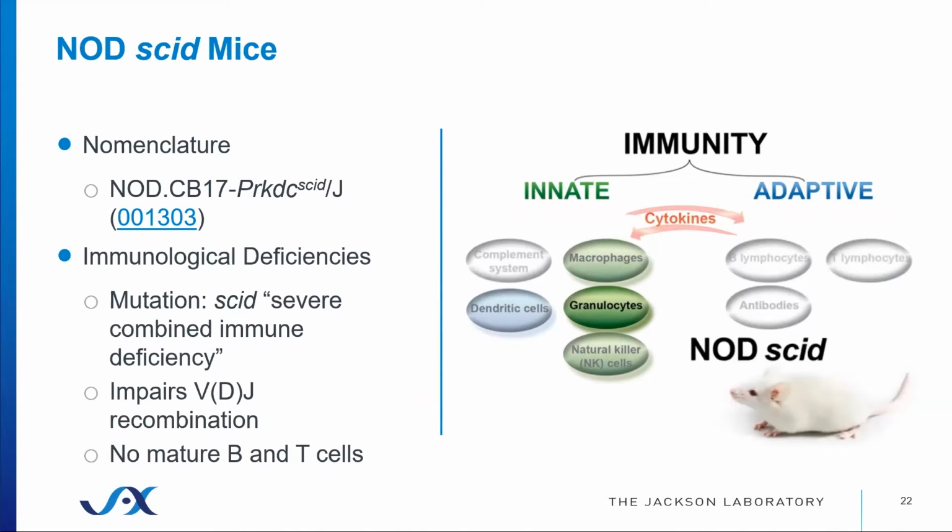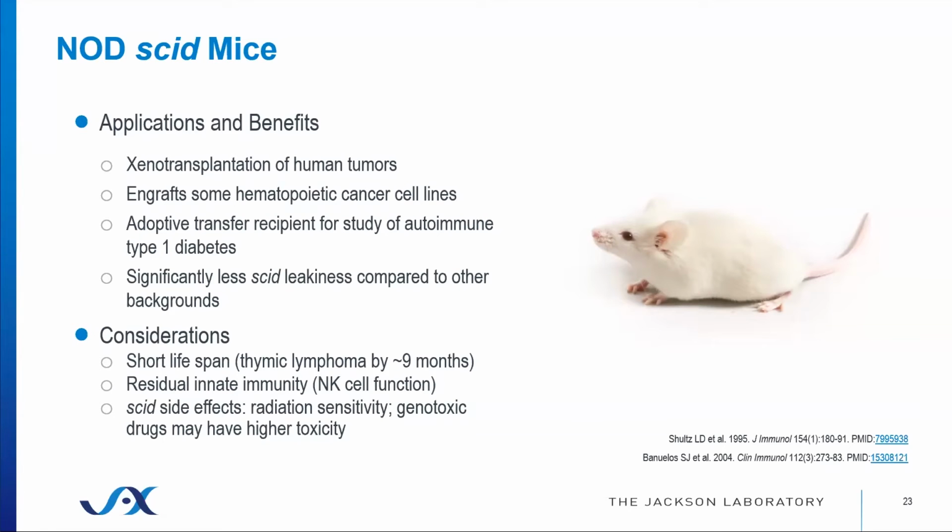NOD-SCID mice have that reduced innate immunity due to the NOD background and also have no mature B and T cells due to the SCID mutation. NOD-SCID mice therefore have defects in both their innate and adaptive immunity. The NOD-SCID mice can accept xenografts of some human tumors that do not engraft in the previous strains that I have discussed. They are also capable of engrafting some hematopoietic cell lines. NOD-SCID mice have significantly less SCID leakiness than that seen on the BALB/c and B6 backgrounds.